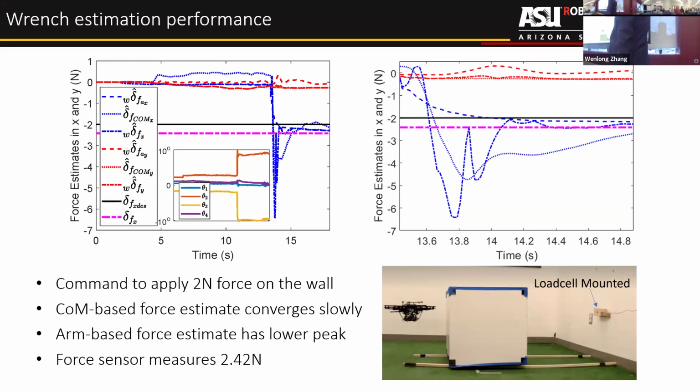And that can also be highlighted in the zoomed-in figure. That's the wrench estimation based on center of mass, right? Even at the end of this plot, it still doesn't converge yet. On the other hand, the arm-based force estimate has a lower peak. This is the arm-based wrench estimate.